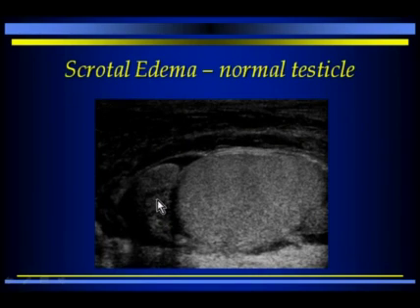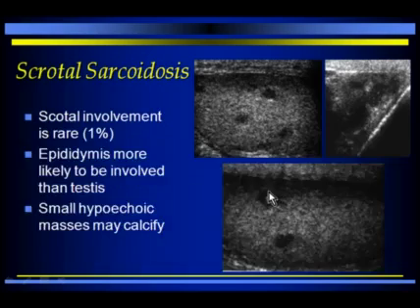Here's sort of the opposite situation where the scrotum actually is very thick-walled, but the testis itself and the epididymis were both normal and had normal flow patterns, but the scrotal wall was thickened. So this was fasciitis, or an inflammation of the skin of the scrotum without involvement as an orchitis.